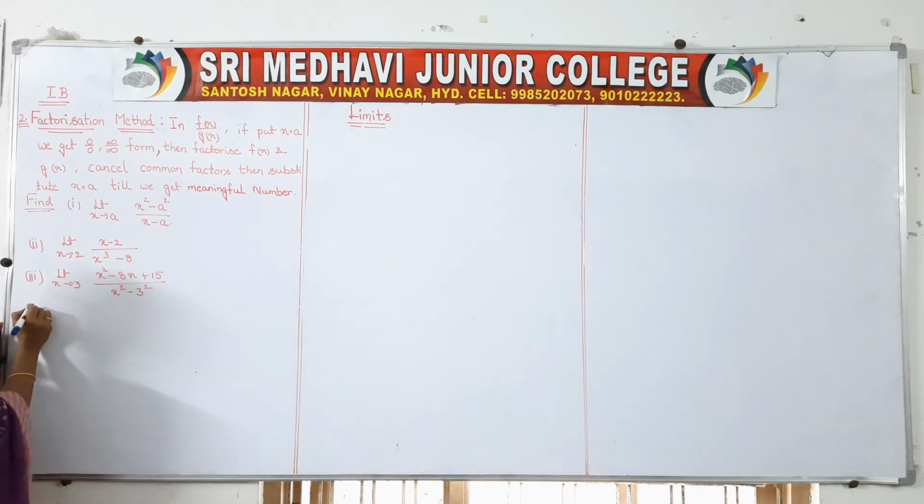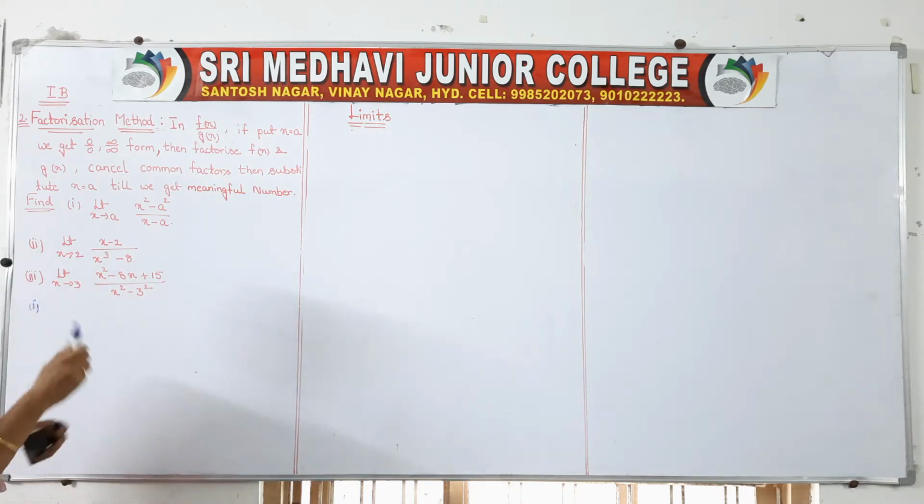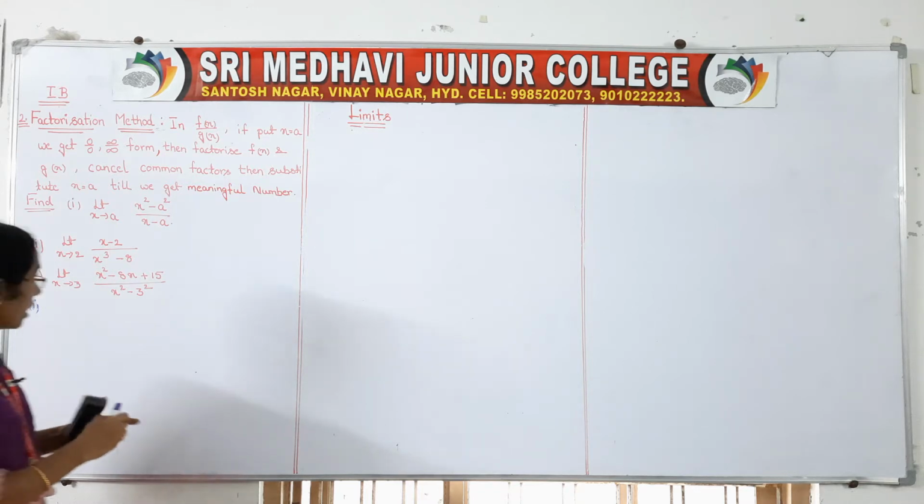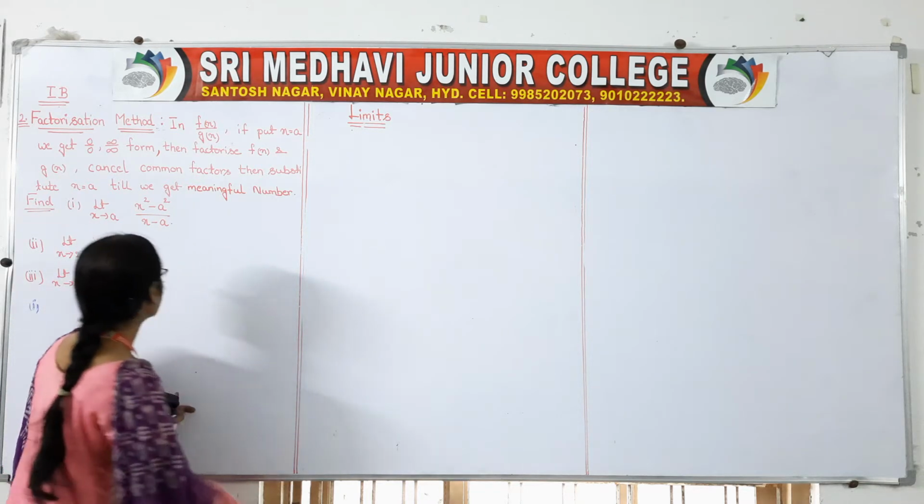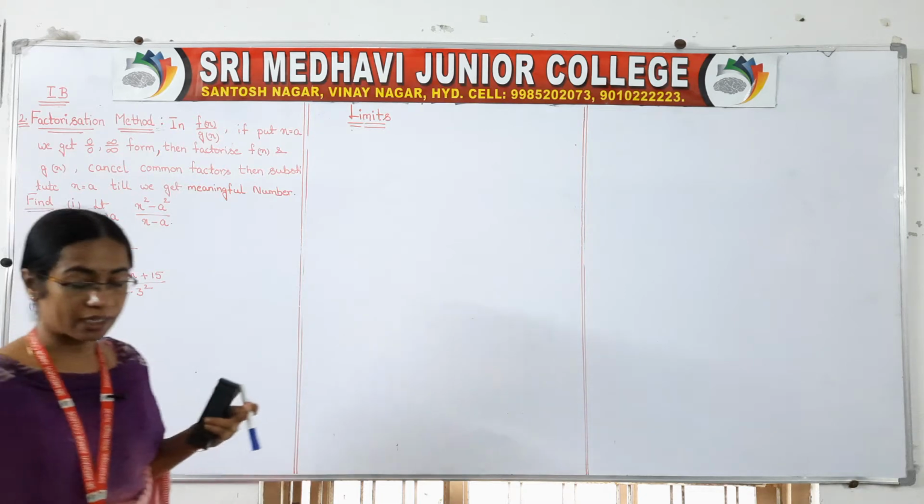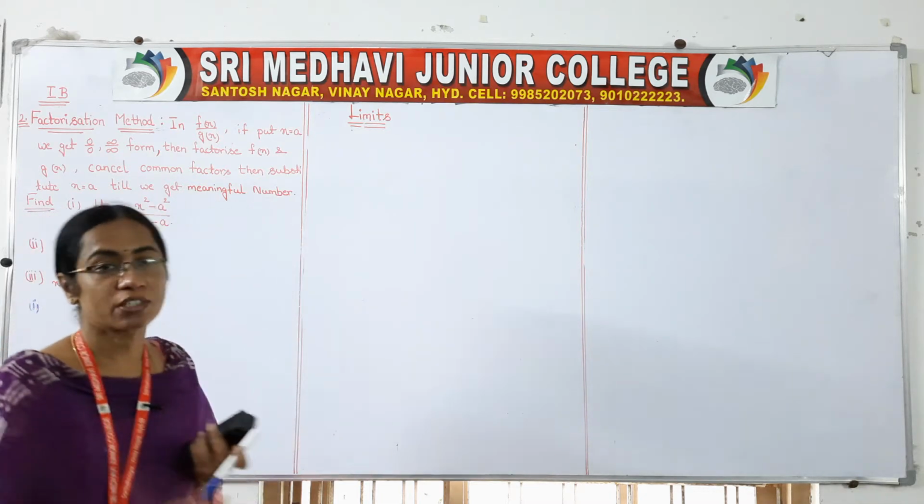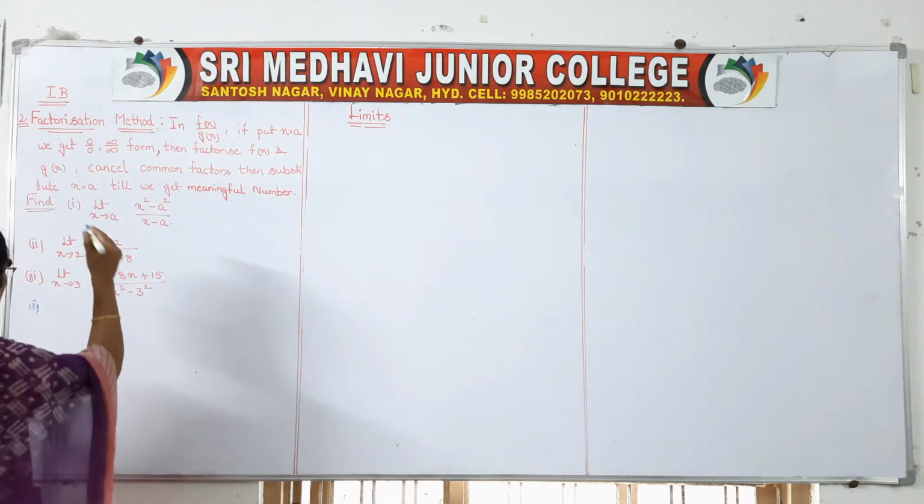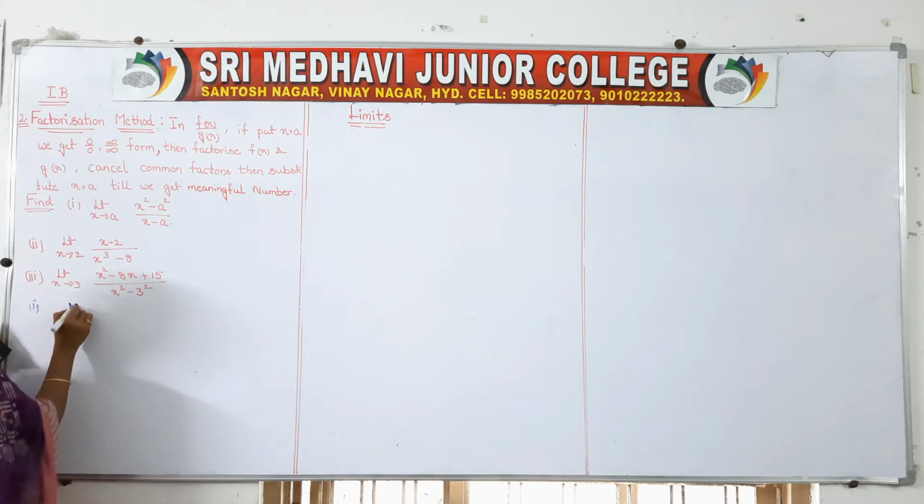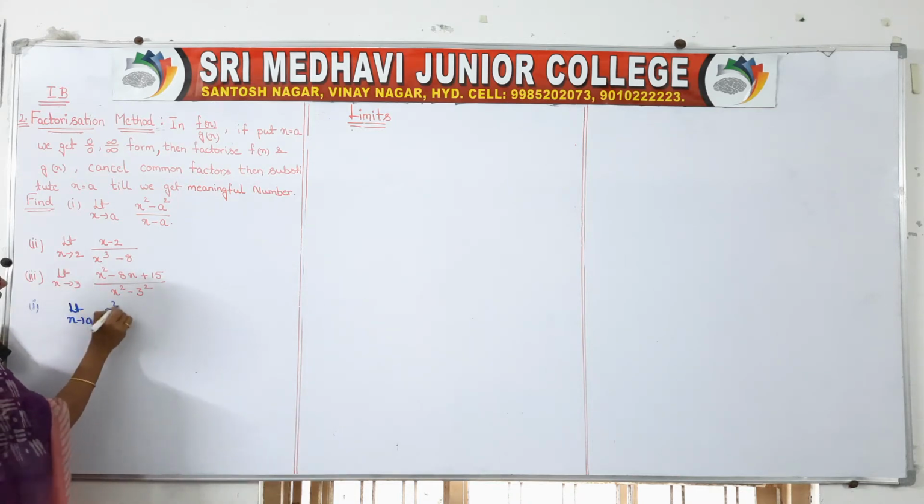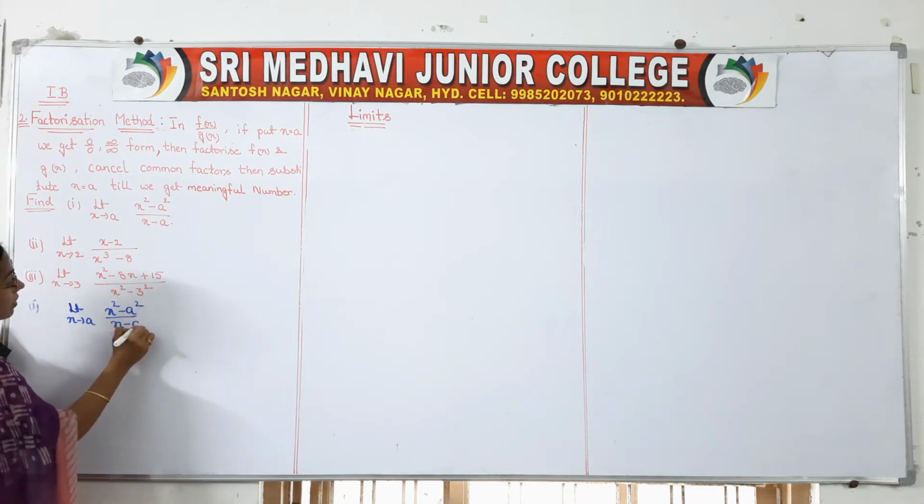So now come to the first question, right? What is your first question? It is limit x tends to a, x square minus a square by x minus a. This is your first question. Okay. So come on, take the question. Limit x tends to a, x square minus a square by x minus a.